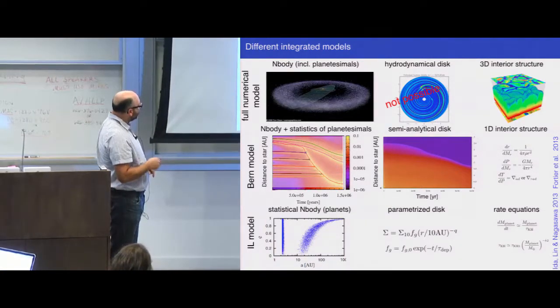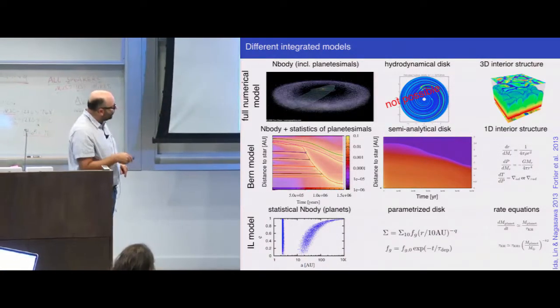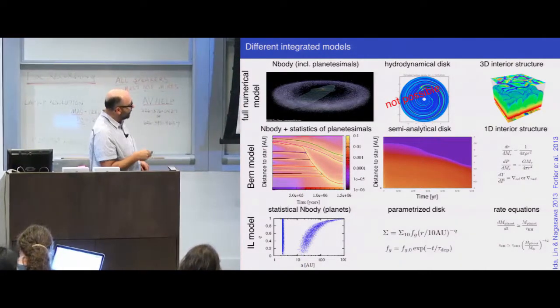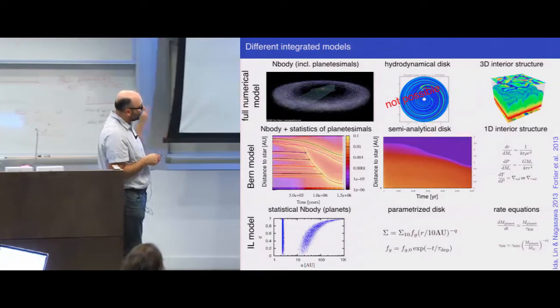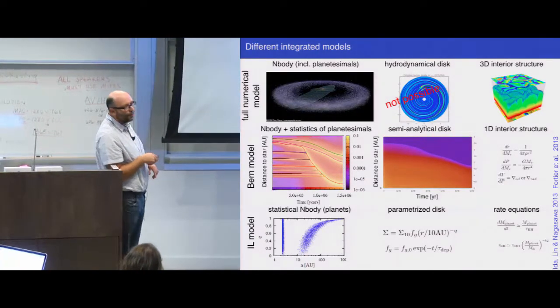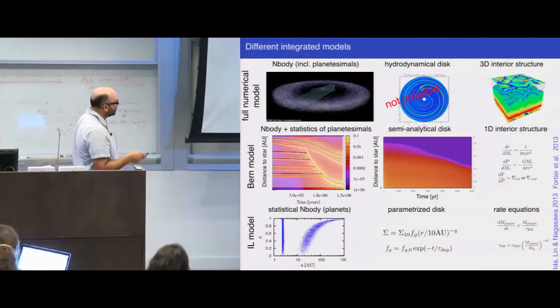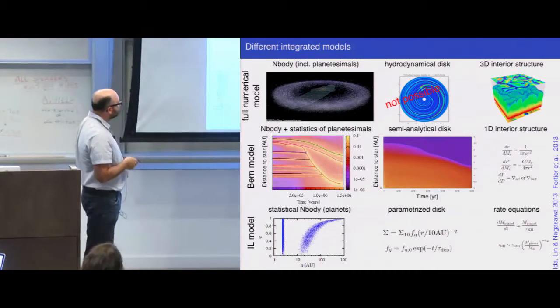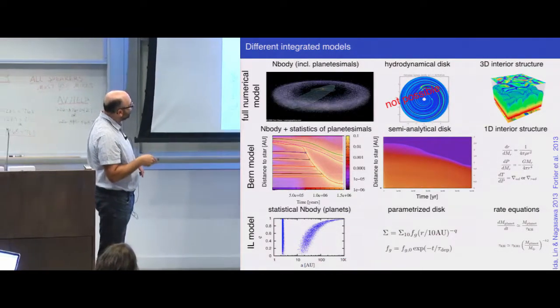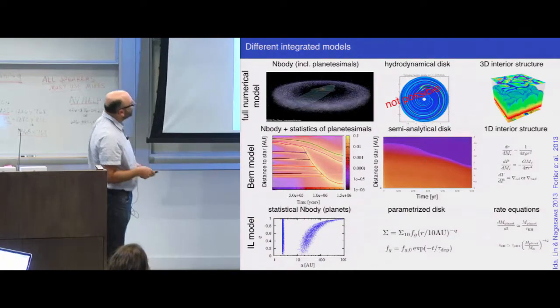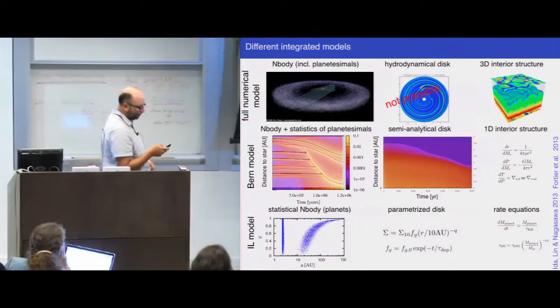And then the last class of model is, again, more simplified. In this case, you don't have any n-body, and this has been developed by Ida and Lin, in many papers that you may know. Here, you don't really compute the interaction between planets, but you use what we call a statistical n-body to try to know what is the evolution of the system. And the disk model is simplified to some aspect, although this is not so important. And you don't solve for the entire structure of the planet.